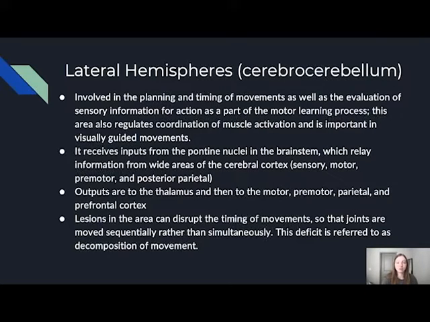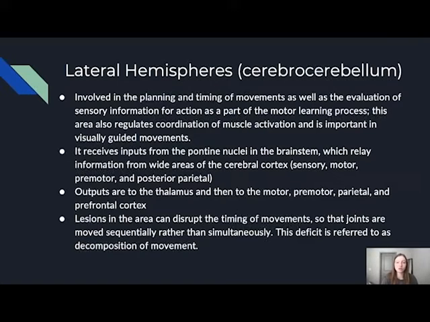So this area receives inputs from the pontine nuclei in the brainstem, which relay information from wide areas of the cerebral cortex, places like the sensory, motor, and premotor areas, and that gives the lateral hemispheres that motor plan that the cerebrum comes up with. And then you also have that sensory information as well that comes in and tells you what it's like right now, like where your body is in space, so that the cerebellum can plan out the movement and can make certain predictions.